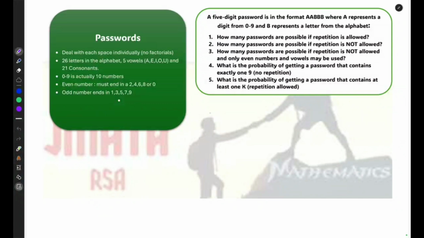So, like I said, a 5-digit password. When I see this, I am going to make 5 lines just so my brain can see where I am looking. The first two are from 0 to 9, and the last 3 are from A to Z. Now I must just read the questions. Can stuff repeat? Are there restrictions, or what's going on?